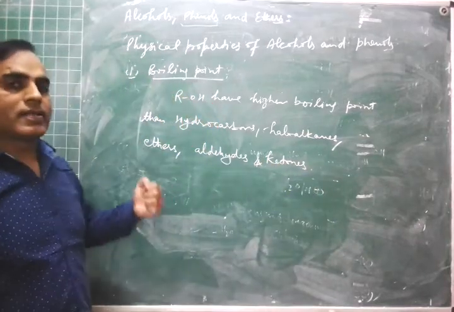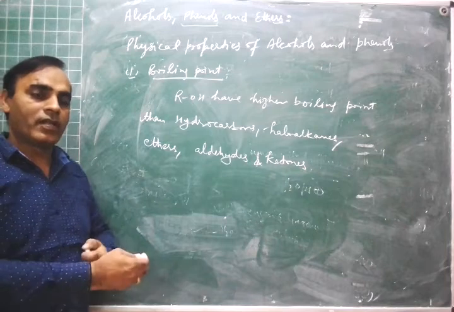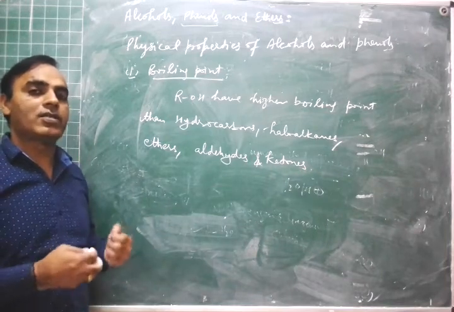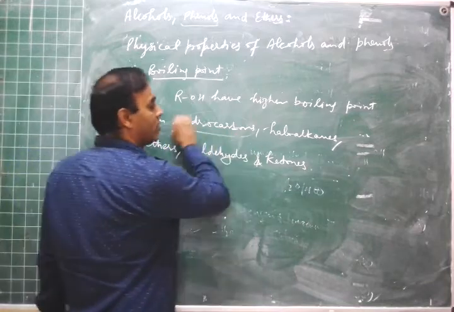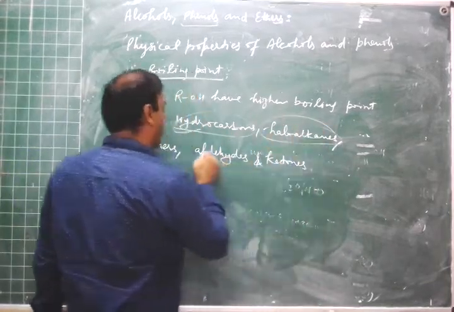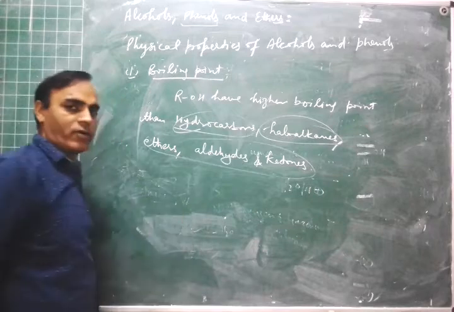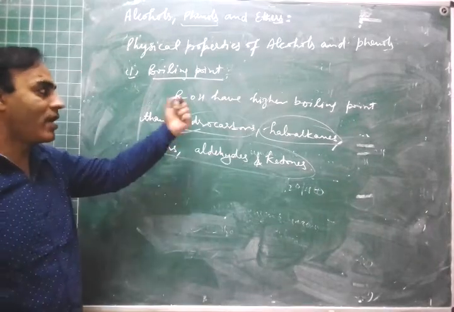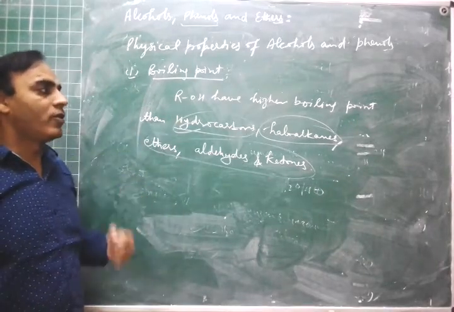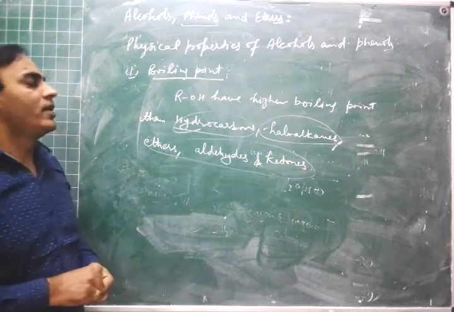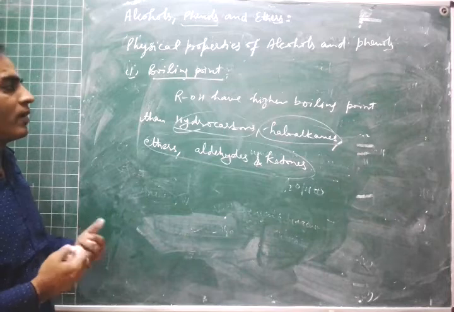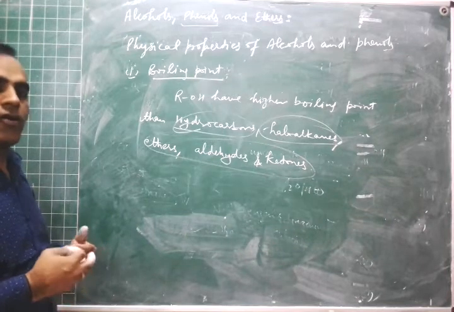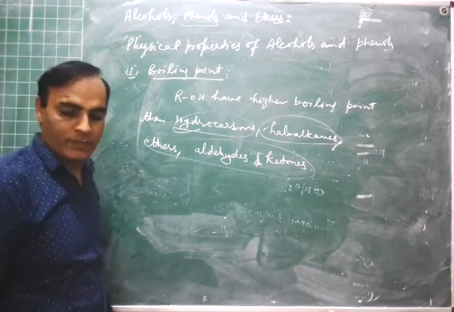Because alcohols can form hydrogen bonds between their molecules, that is, they can form intermolecular hydrogen bonding, right? And the molecules of these other compounds cannot form hydrogen bonding. That's why alcohol have higher boiling point. Now next we will discuss the order of boiling point between different alcohols, right?